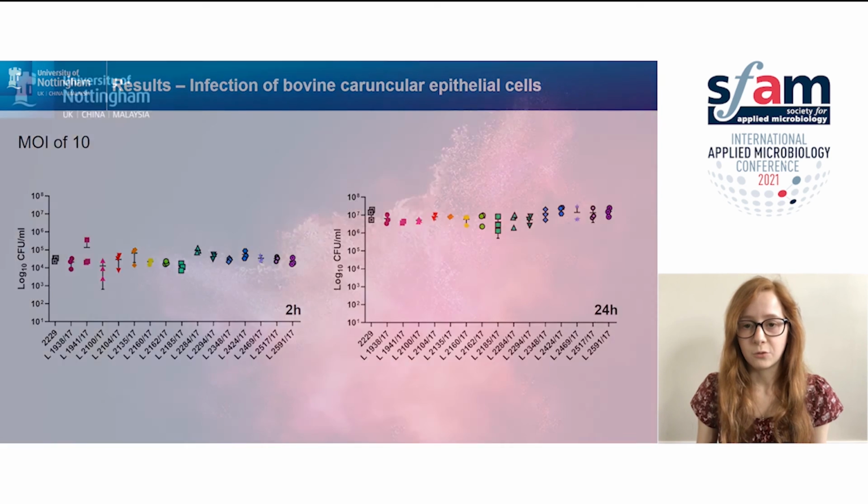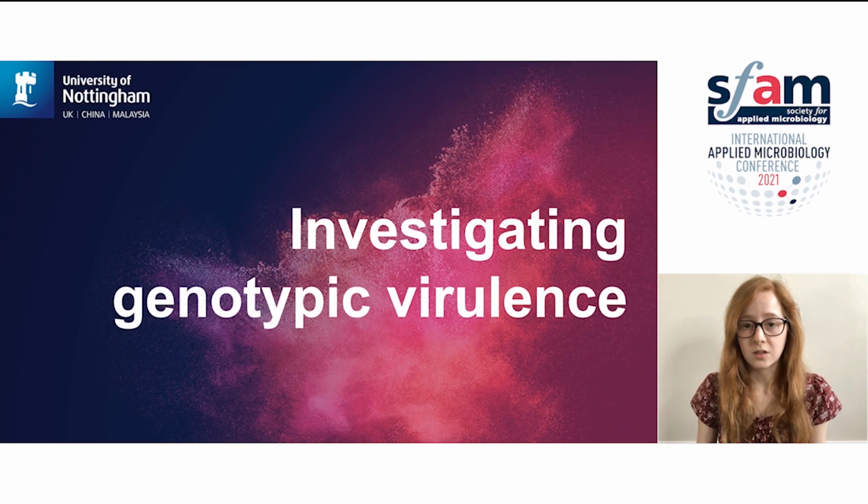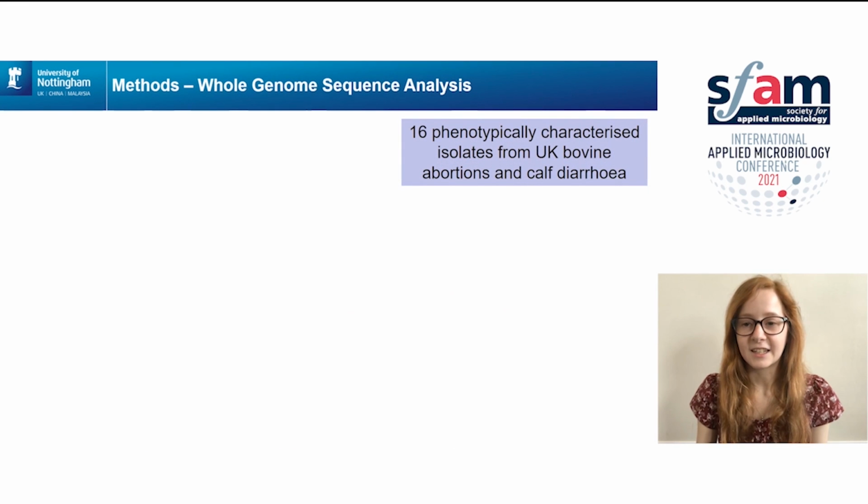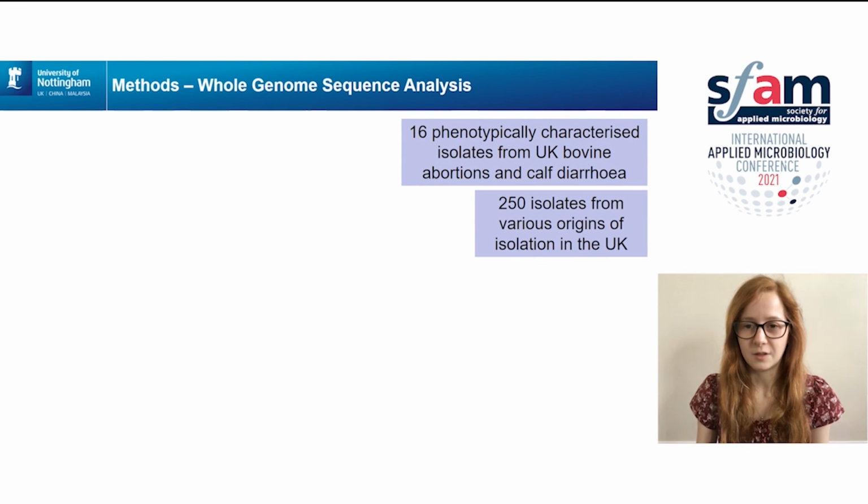I then wanted to know whether or not these 16 isolates used in the phenotypic studies were representative of a wider population of isolates, not just from cattle. So I sent my 16 isolates off for whole genome sequencing and collected 250 more Salmonella Dublin sequences from Enterobase. These 250 sequences were all from the UK, isolated between 2001 and 2019, from humans, livestock, specifically cows and sheep, food, and miscellaneous sources, which included the environment and dogs.